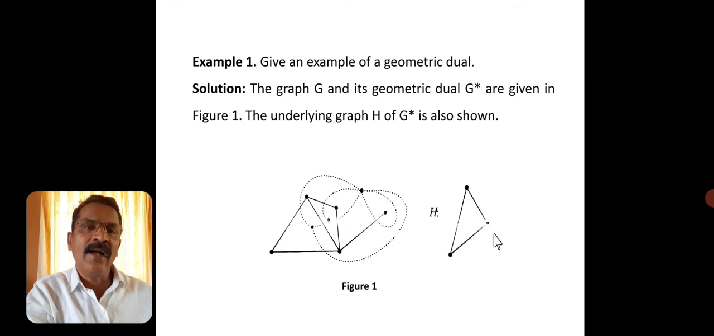And one more thing you may ask, why have we joined this one? Yes, of course, because there are three regions, two interior and one exterior. Because the two interior are joined by one common edge, that's why one edge is joined between those two. So therefore this is how we got the underlying graph of the geometric dual.